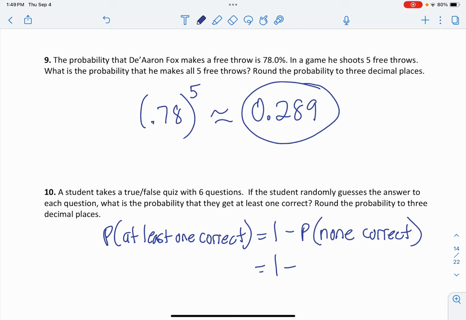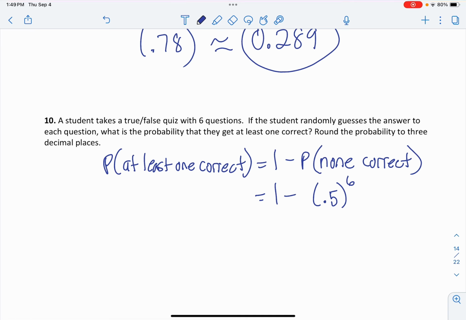And none of them right, the probability that you get a single question wrong is 50%, because it's a true or false quiz, right? Got a 50-50 chance. So 50%, 0.5. And then you're doing 6 questions. That would be to the 6th power. And we have it. So then this is 0.015625. Okay, that piece right there, that's the probability that you get all 6 wrong.